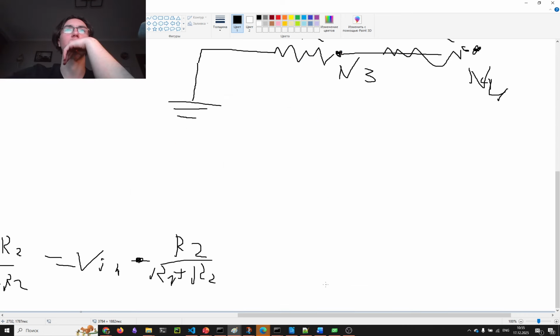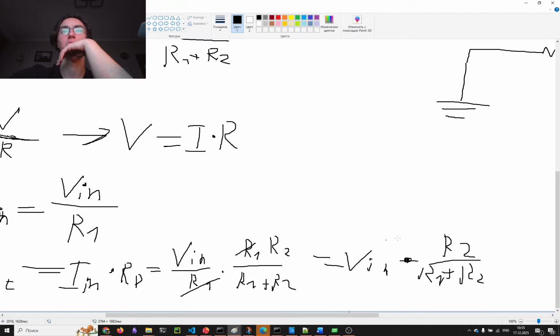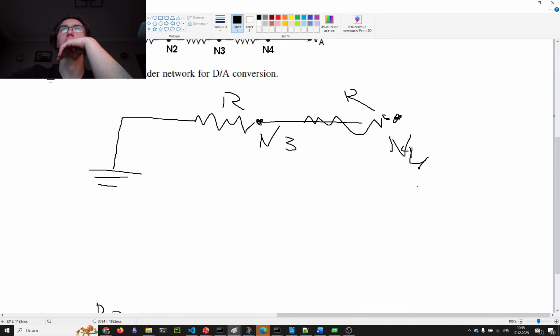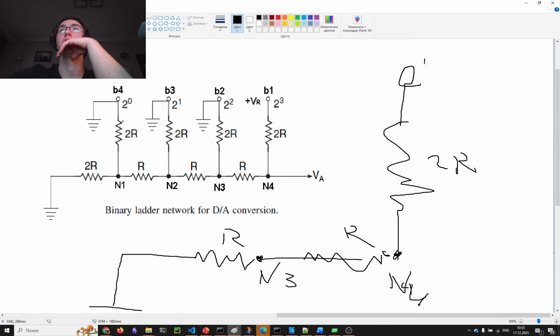And by the way, you probably haven't seen, I actually managed to prove that formula. Probably a little bit incorrectly, but okay. Actually, it's interesting to find the correct answer there. So here we got the 2R resistor, here we got the B1 bit that is going to V reference.